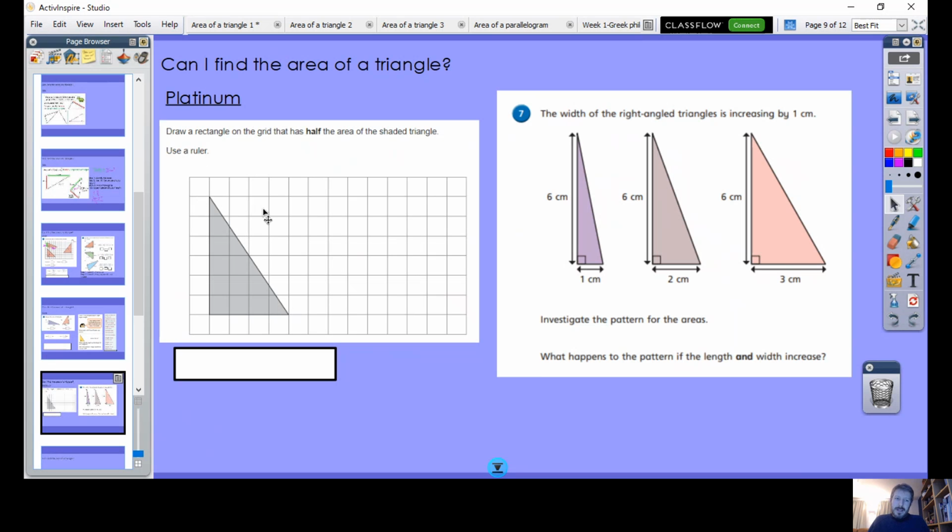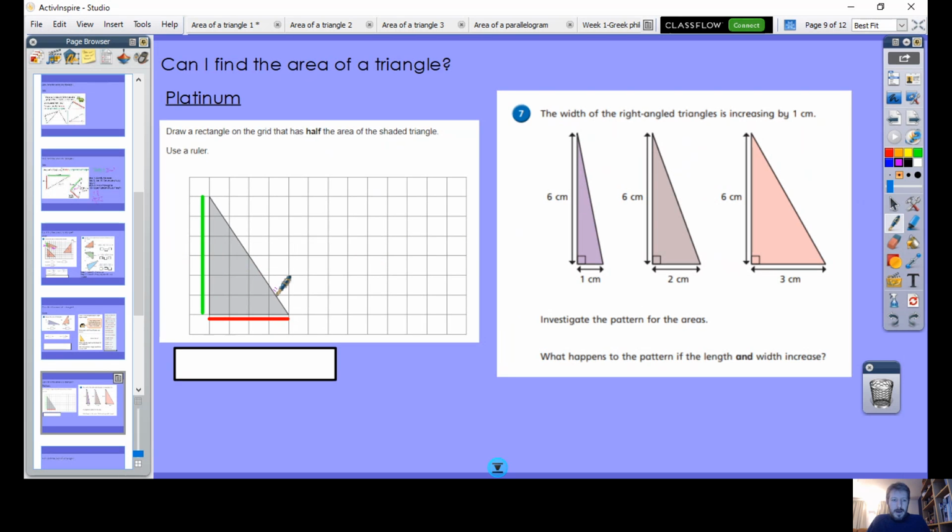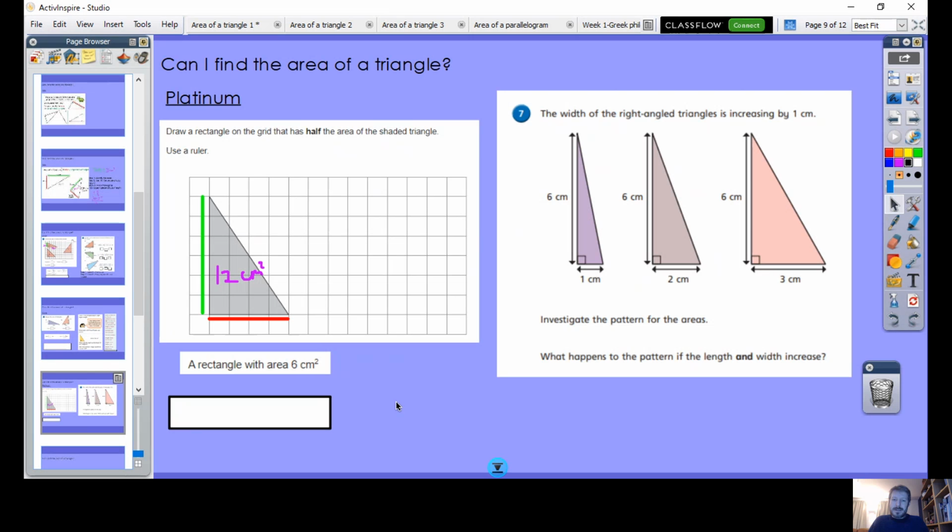Okay, so with this one, we want to draw a rectangle on the grid that has half the area of the shaded triangle. So what did you need to do? First, you needed to find the area of this triangle. So you needed to identify the base, which you probably would have used this as the base, multiplied by the perpendicular height. So you multiply half the base, the base is 4, so half the base will be 2, multiply that by the perpendicular height, which would be 1, 2, 3, 4, 5, 6. So the area of the triangle would have been 2 times 6, 12. It doesn't say centimeters, but we know it's squared units, so let's say it's centimeters. So then you needed to draw a rectangle which had half the area of the shaded triangle. So you needed to draw a rectangle which had an area of 6 centimeters squared.